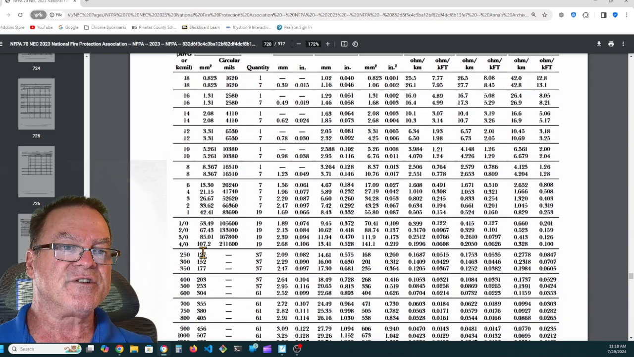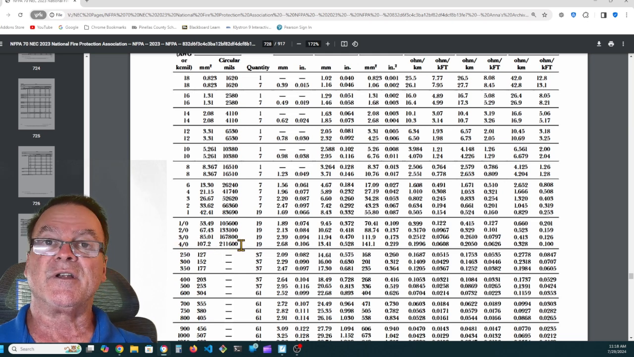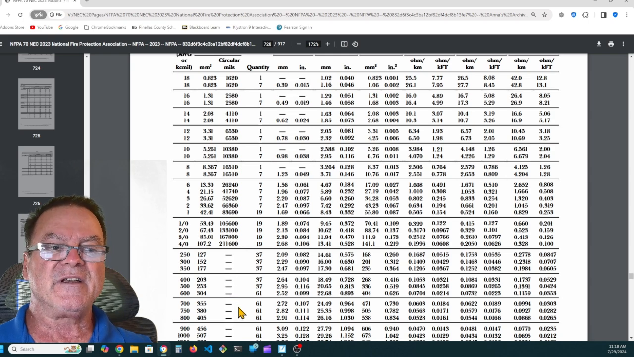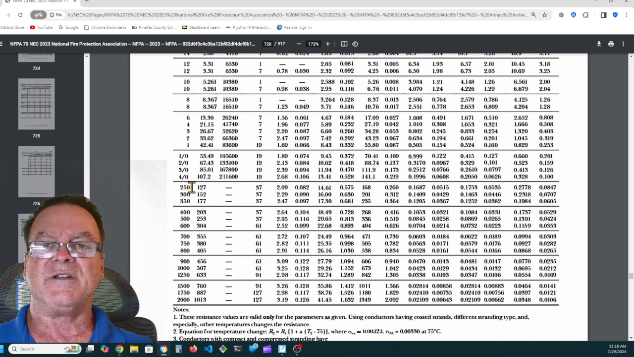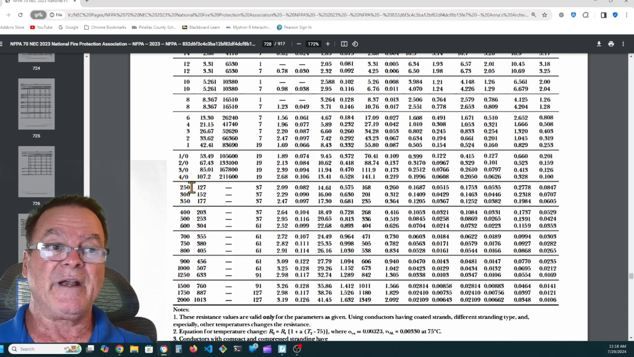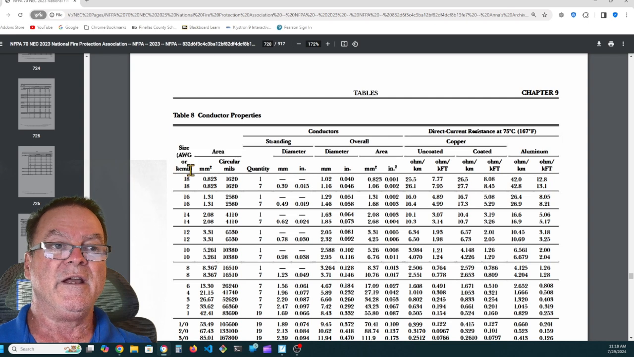And you'll notice when they get to 4-aught, they tell you it has 211,600 circular mils. And then they stop giving us that information, because above 4-aught, the name of the conductor is the circular mill area. So a 250 kcmil is 250,000 circular mils, and a 300 kcmil is 300,000 circular mils. It even says that this first column is the size in the American wire gauge or in the kcmil, 1,000 circular mils.